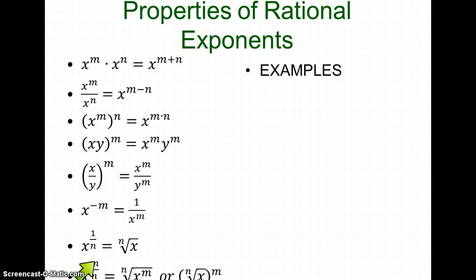A rational exponent is an exponent that can be written in fraction form. And basically what the fraction as an exponent tells you is that you can use your denominator to indicate the root of a particular expression or base. And if you have a numerator as well, that indicates a power that you're using in combination with the root.